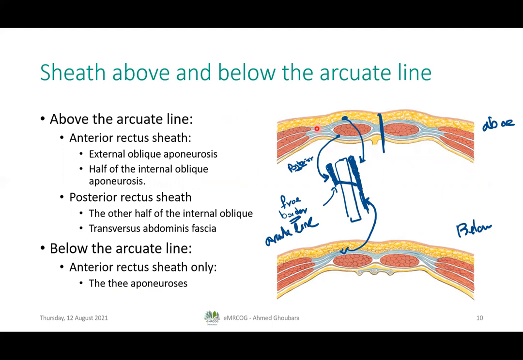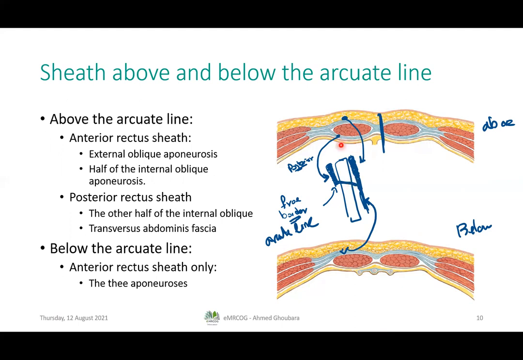The sheath is composed of the aponeuroses of the three muscles of the abdomen: internal oblique, external oblique, and transversus abdominis. They converge together, then at the level of the rectus abdominis, the aponeurosis divides into anterior and posterior sheath, as you can see from this picture. This happens in the upper two-thirds of the abdomen. Down in the lower one-third, fibers from the posterior sheath pass anteriorly.